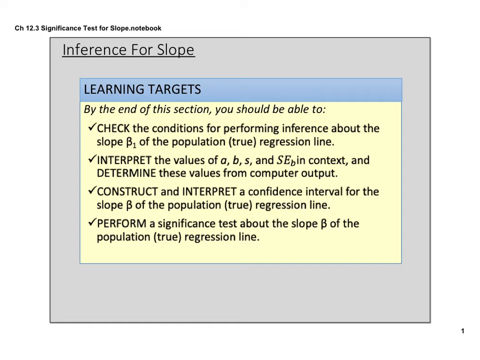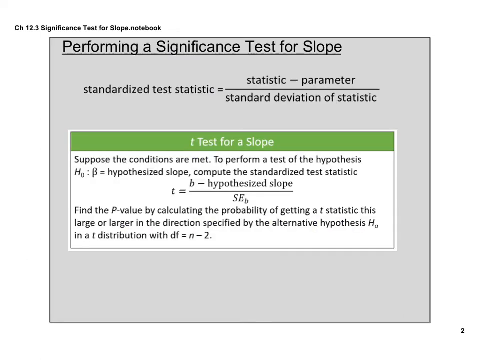So good news for us, conditions are the same. The framework of how we nail down that significance test is the same, doing state, plan, do, conclude. All of that stuff is going to look really familiar. So here we go. We're jumping right in. So here is our significance test for slope.